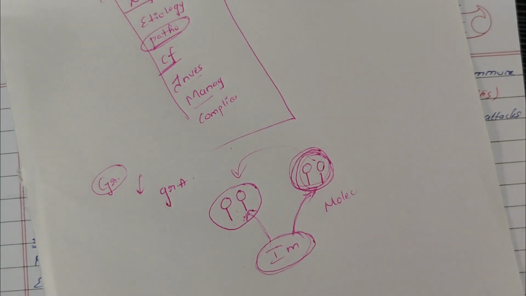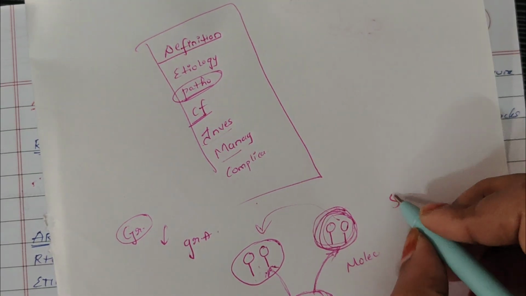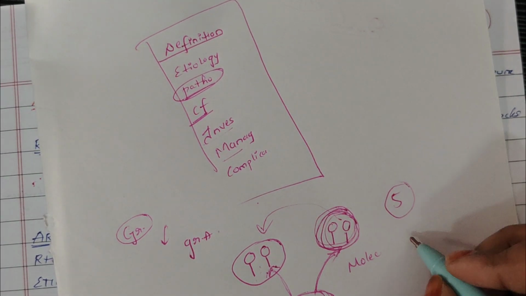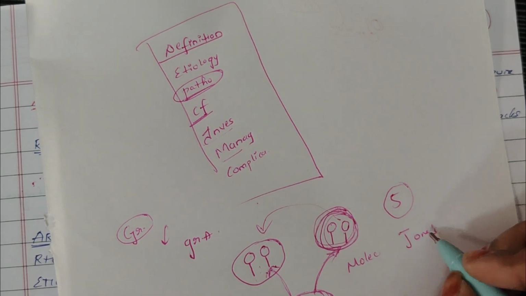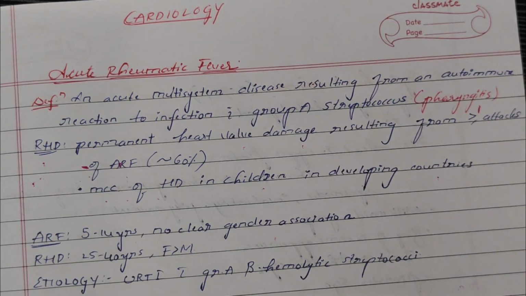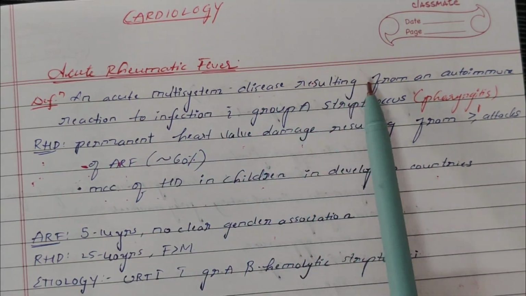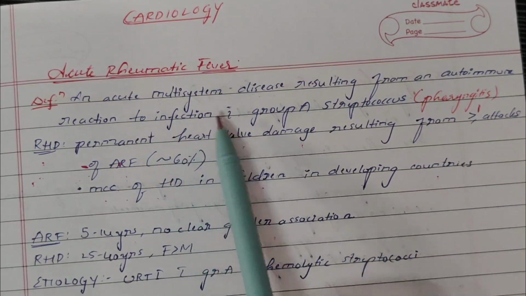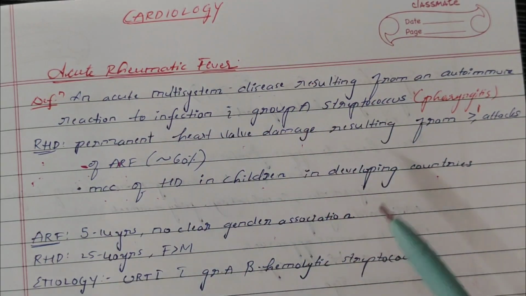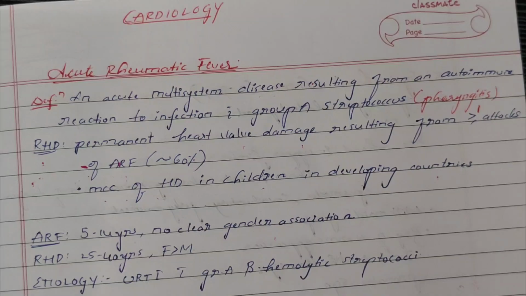This is our pathogenesis. Coming to the clinical features, in acute rheumatic fever we have 5 clinical features. We will be having one criteria called Jones criteria, which I will deal with later. Coming to the investigations, we will be dealing with the investigations and also the management. Okay, let's start. What is acute rheumatic fever? It is an acute multi-system disease resulting from an autoimmune reaction to infection with group A beta hemolytic streptococcus, for example pharyngitis.